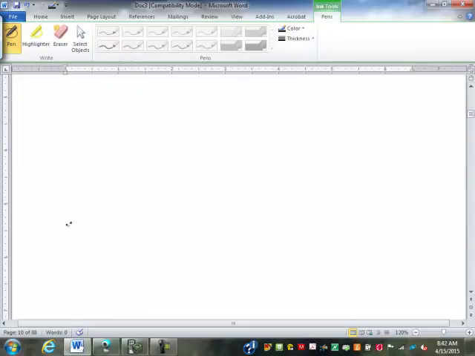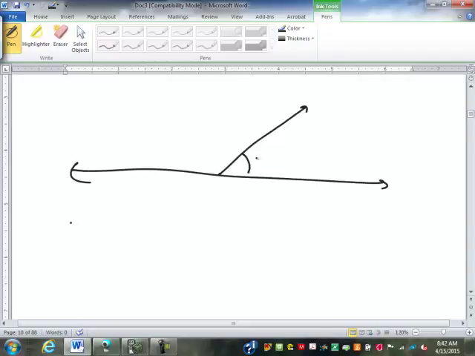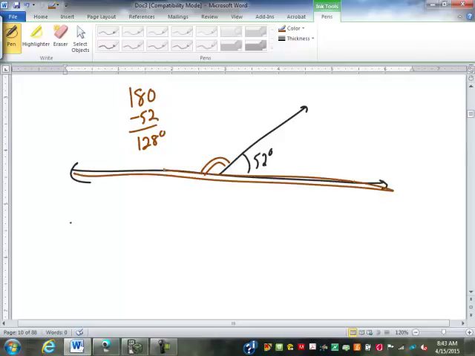We have special combinations of angles. In this combination here, if I happen to know that this angle here is 52 degrees, do I know this angle here? Yeah, what is it? 180 minus 52. Where did 180 come from? Because this is a straight line across here. It's half a turn or half a circle. It's 180 degrees, a straight angle.